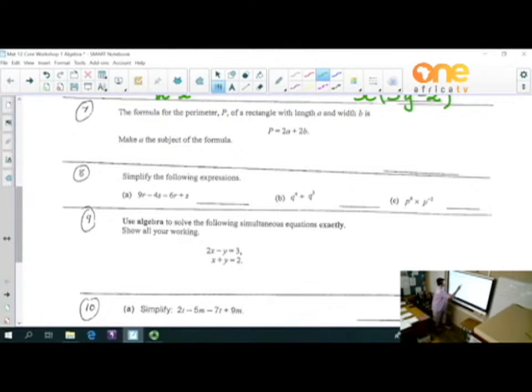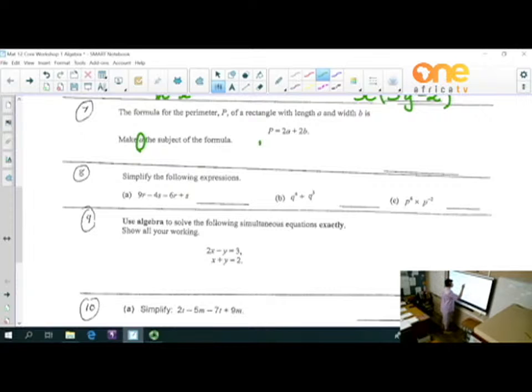We all know that perimeter is 2 times the length plus 2 times the breadth. But now they want us to make A the subject. We have to find A. Now, you apply exactly the same rules that you do for numbers. Now it's just with letters.